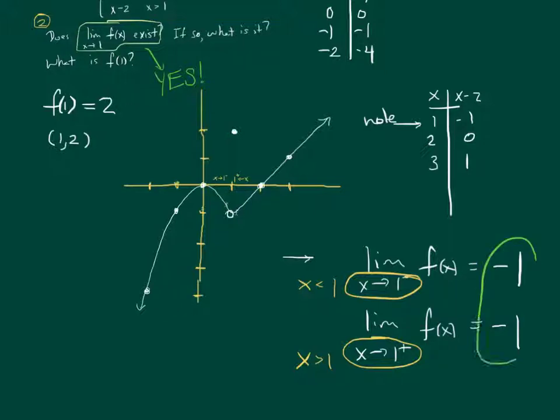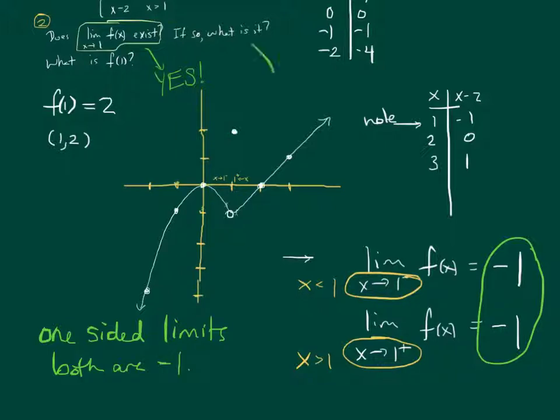Okay? And if so, what is it? The answer is obviously negative 1. Okay? Now, to the punchline of this whole thing, what is f of 1? Okay, so f of 1 here is 2.